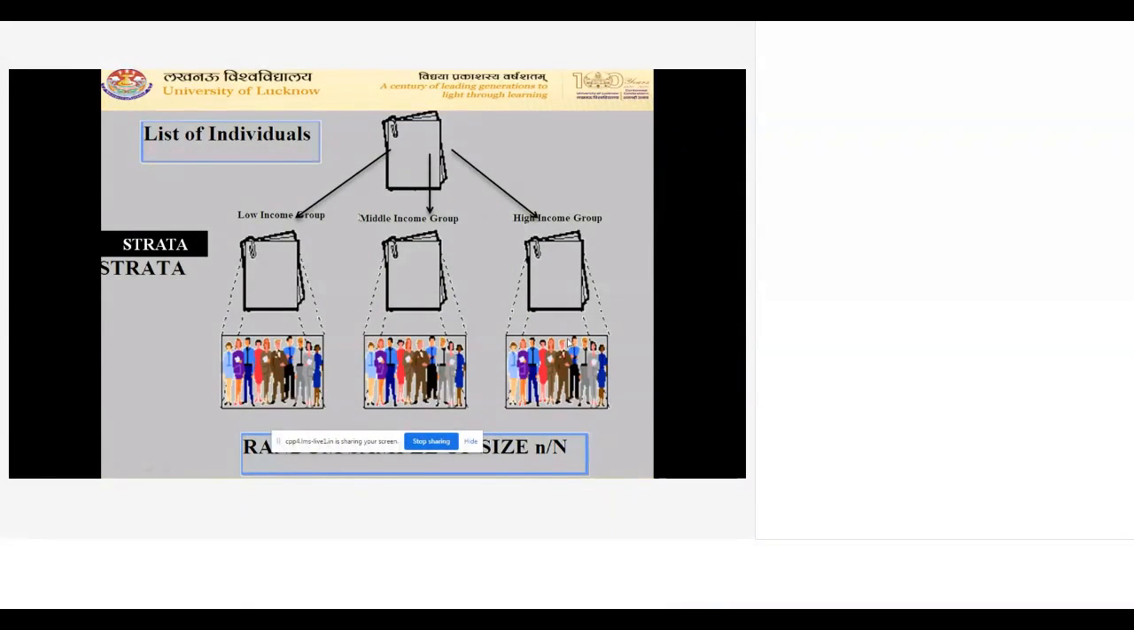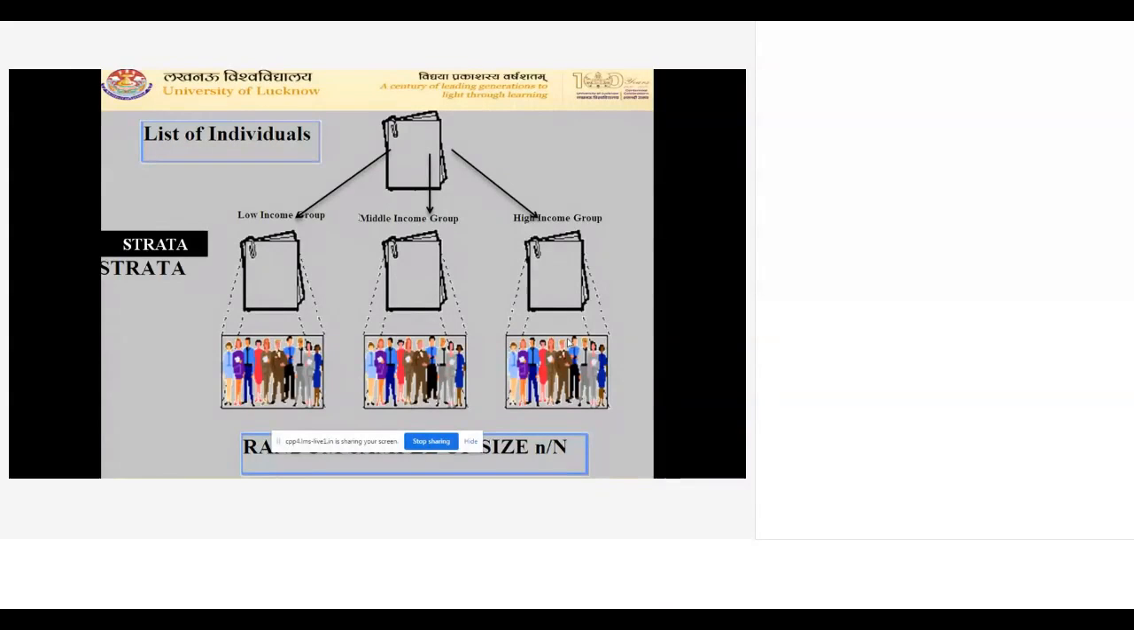There are three methods for deciding the sample size from each stratum. One is called equal allocation, that is, the size of the sample from each stratum must be equal. Another is called proportional allocation. In this situation, the sample size from the stratum is directly proportional to the population size of the stratum.